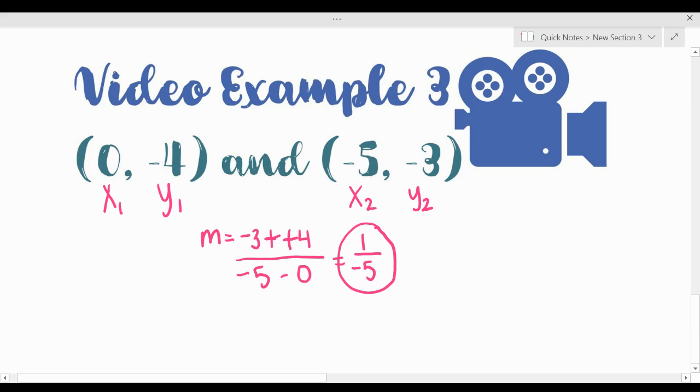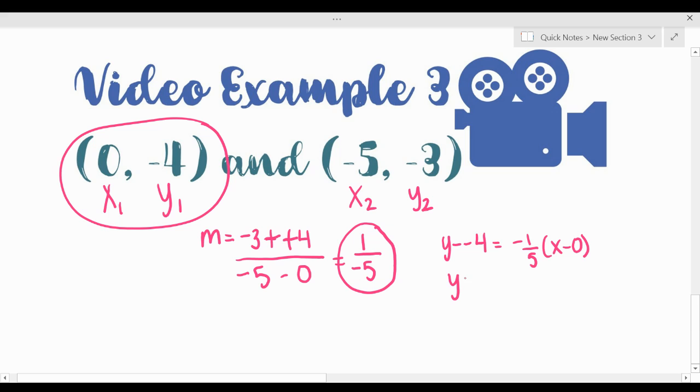Now, we are going to plug in that negative 1/5 and this first point into our point-slope form. So that's going to be y minus a negative 4 is equal to the slope times x minus 0. Remember, convert that to a positive. Minus a negative is a plus. Then distribute negative 1/5 x, and a negative times a negative is a positive, so plus 0. Subtract 4 from both sides, and I end up with y is equal to negative 1/5 x minus 4.